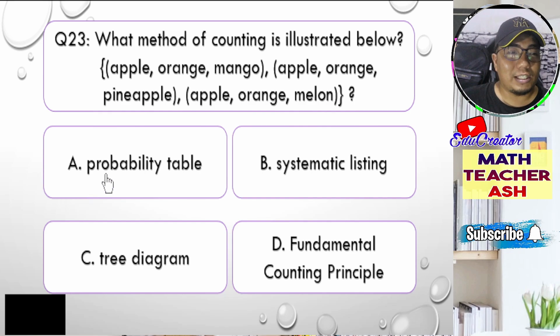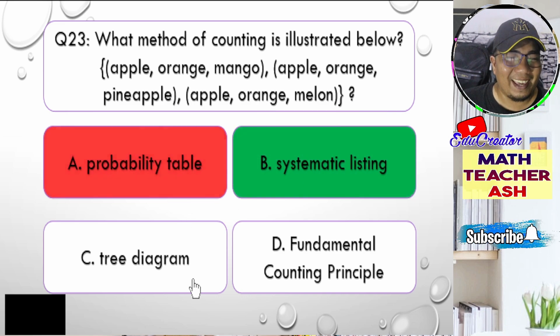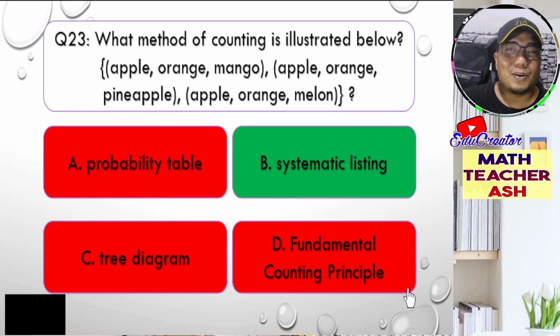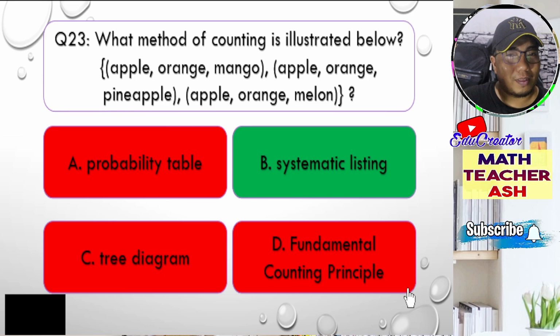Okay, math learners, this is very simple. As you can see, it is made by listing. So therefore, the correct answer here is letter B, systematic listing. Okay, simple as that, my dear math learners. Of course, there are some questions that are very literal. So you just need to think about which of the following is the best answer for the given scenario.